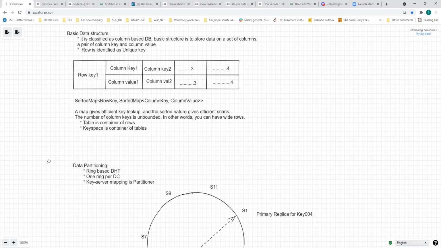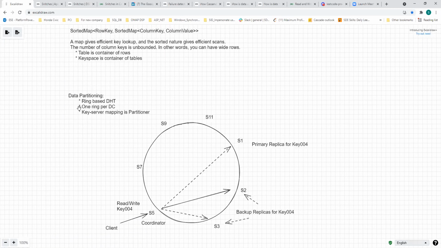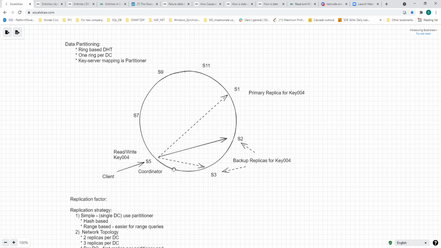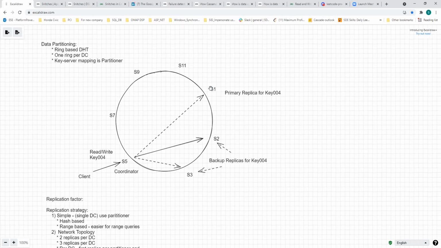Okay, so now we also discussed how the data partitioning works. It is again based on the ring structure. In Dynamo, whenever we had partitions based on the hash values, whichever node comes first with the token of that hash value was considered the coordinator node. But in Cassandra, it is not like that.